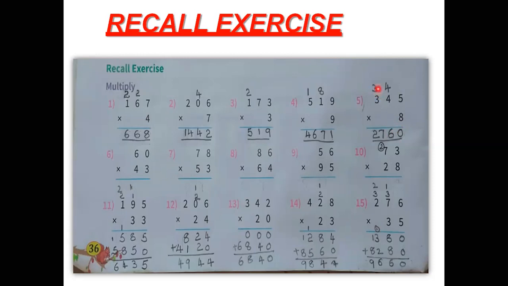24, then you have to add these 3. So 24 plus 3, you will get 27. So when you multiply 345 by 8, you will get 2760. So this is the answer. So now a 3-digit number we have multiplied with a 1-digit number. So now I hope you know how you have to multiply. In the next slide I will show how you have to multiply.